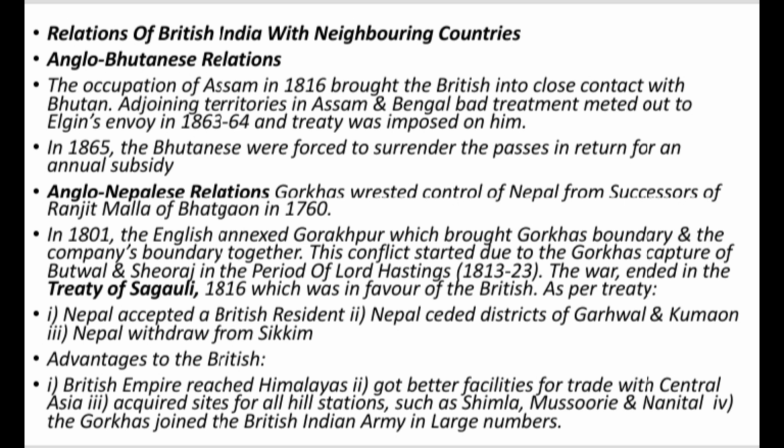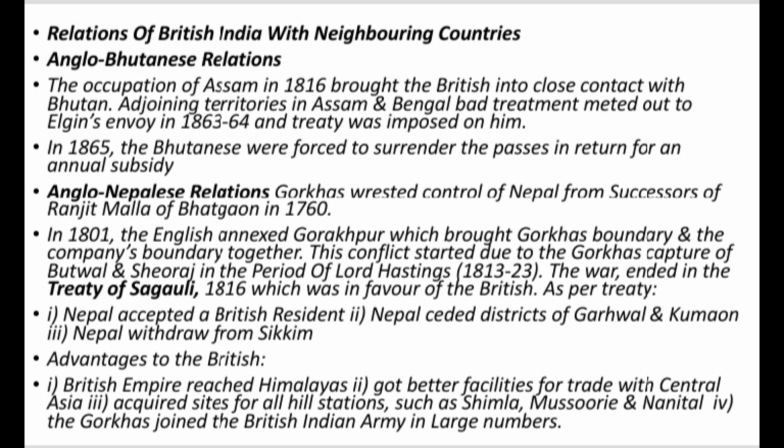The occupation of Assam in 1816 brought the British into close contact with the mountain state of Bhutan. Frequent raids by the Bhutanese into the adjoining territories in Assam and Bengal, and the bad treatment meted out to Ashley Eden's envoys in 1863-64, and the treaty imposed on him, by which the British were forced to surrender the passes leading to Assam, led to the British annexation of these passes and the stopping of allowances paid to the Bhutanese in 1865. The Bhutanese were forced to surrender the passes in return for an annual subsidy. It was the surrendered district which became the productive area with tea gardens.